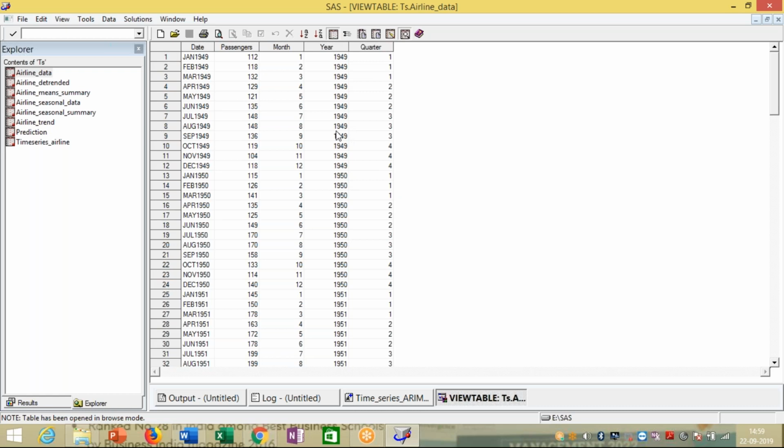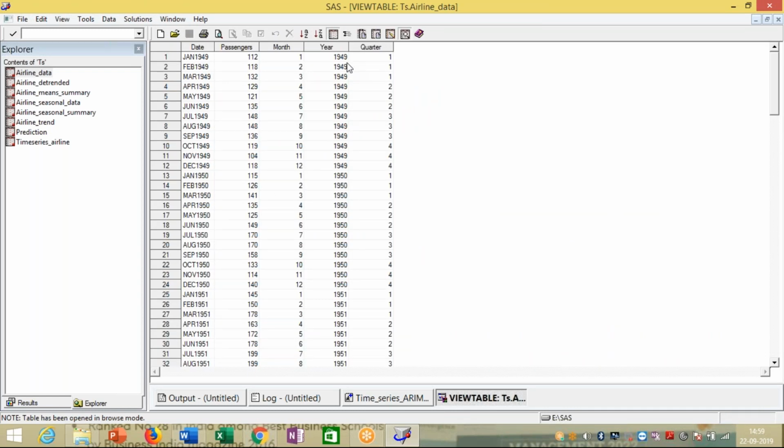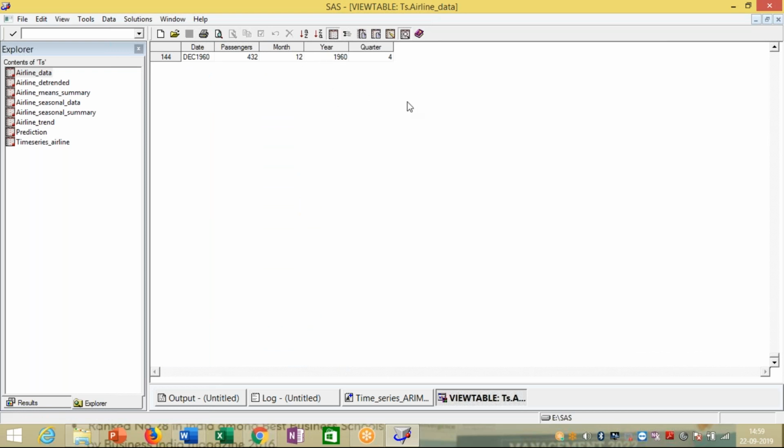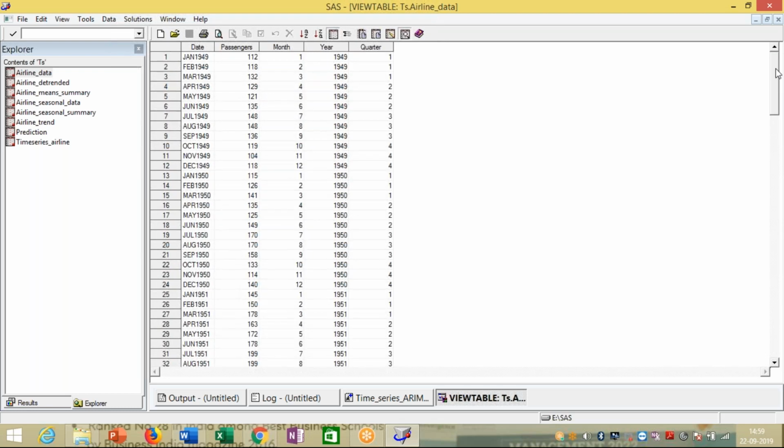Now let's say I want to summarize the result at a quarterly level, I can do that. If I want to do it at an annual level, I can do that. If I'm doing it at a monthly level, I can also do that jolly well. So I have created these three characteristics so that they would help me categorize the time series data or report the movement in the time series data, right? This data starts from January 1949, and it goes on till December 1960. So this is 12 years of data. 12 into 12, that's 144 months of data, right?